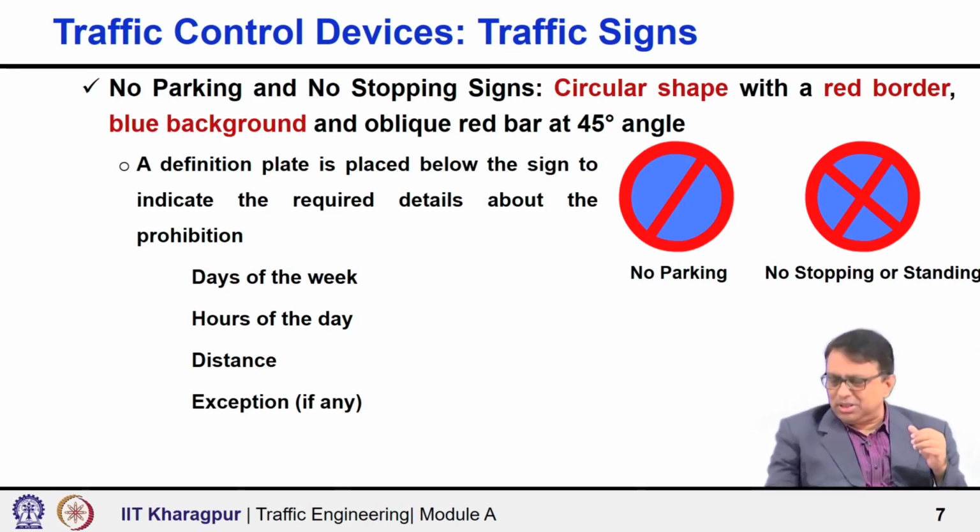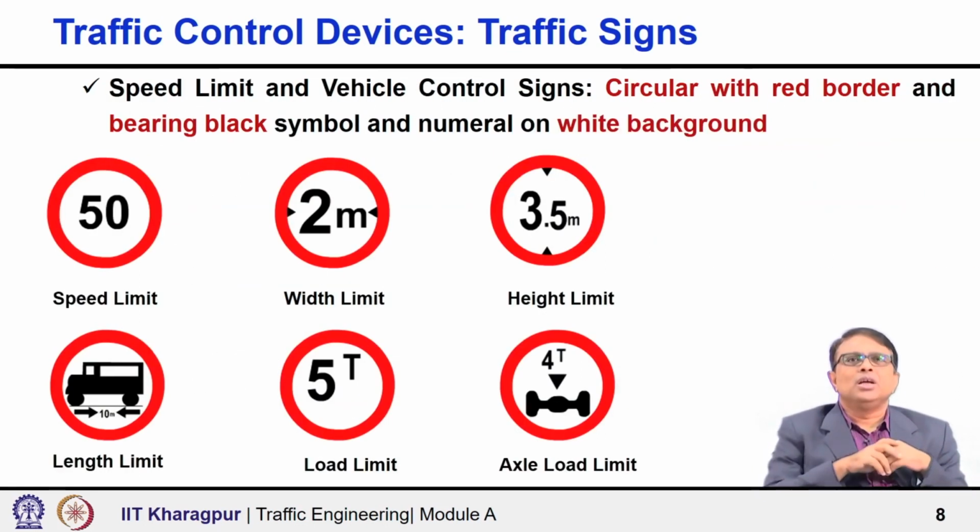So, all these things would be there. Then next category is speed limit and vehicle control sign. These are again circular, again with red border and bearing black symbol and numerals on white background, as I have shown here. Again there are so many signs under this category, but I have shown a few things which are very, very common and very important.